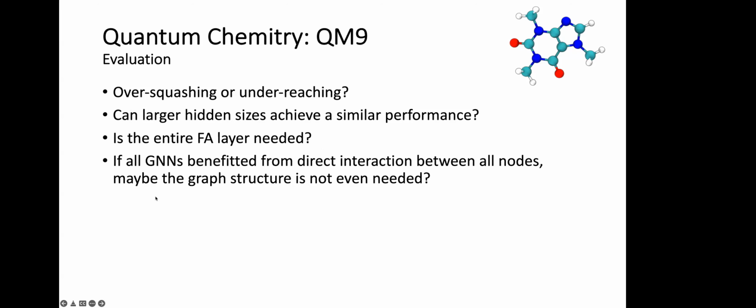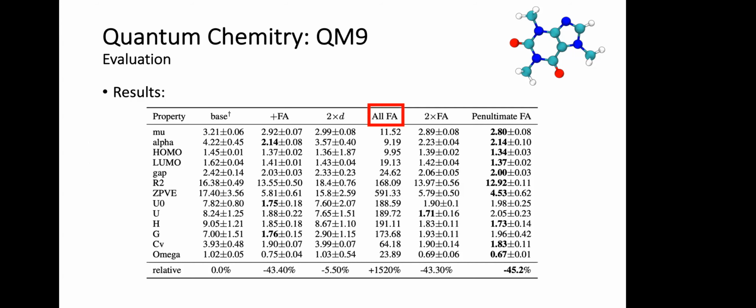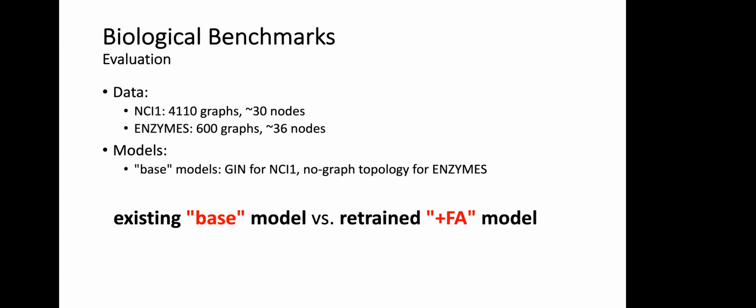And the last question is, if all GNNs benefit from direct interaction between all nodes, maybe the graph structure is not even needed. They explore this question by training another set of models where all the K layers are fully adjacent layers instead of using the graph topology. But they find that this model produces 100 to 500% higher error. So this means we still need the graph structure to represent the data.